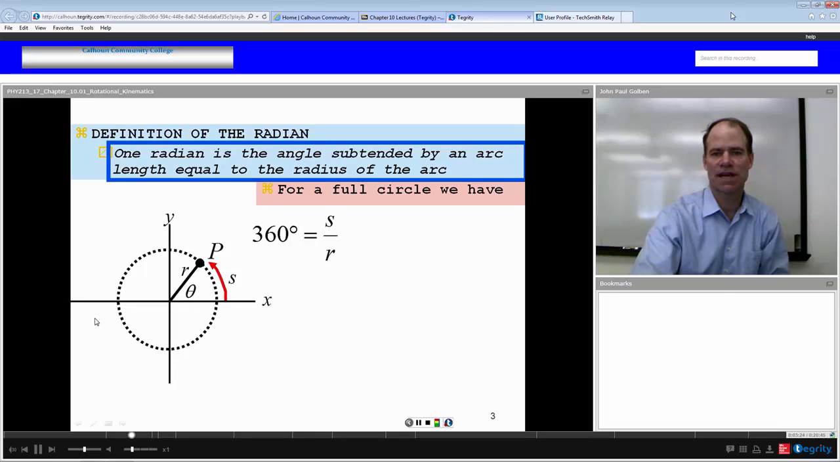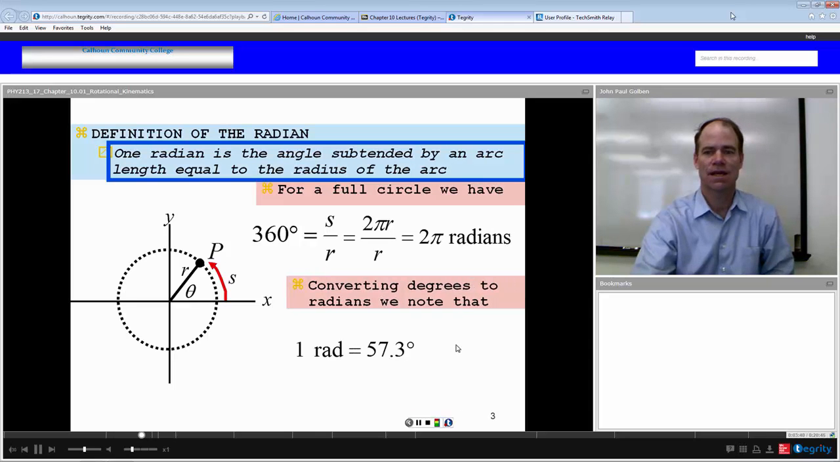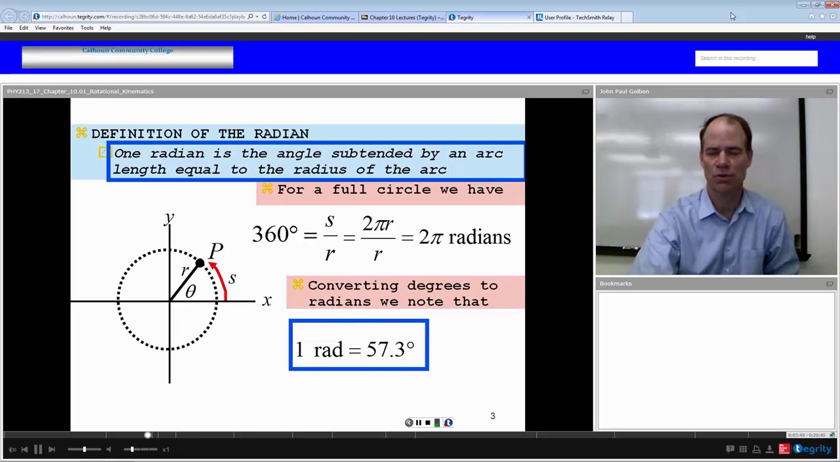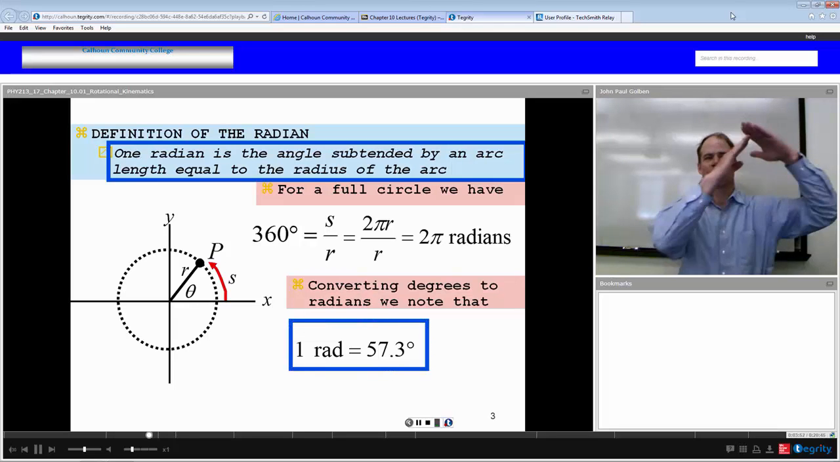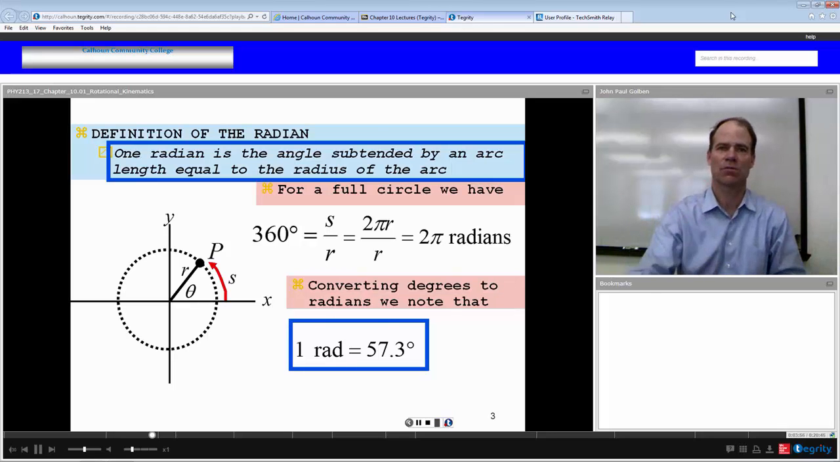Here's how we would calculate that. 360 degrees all the way around would be equal to the full arc length around the circle divided by the radius of the arc. That would be equal to the circumference, 2 pi r divided by r, or 2 pi radians. Hence, 1 radian would be equal to 360 degrees divided by 2 pi, 6.28, and that gives us 57.1 degrees. So, that right there, 57.1 degrees, 1 radian.